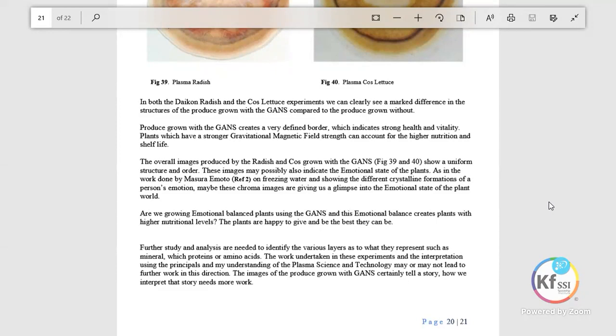This work, as I say, is my interpretation using the principles and understanding of plasma science technology. And it may or may not lead to further work in this direction. The images of the produce grown with the GANs certainly tell a story. How we interpret that story maybe needs some more work.